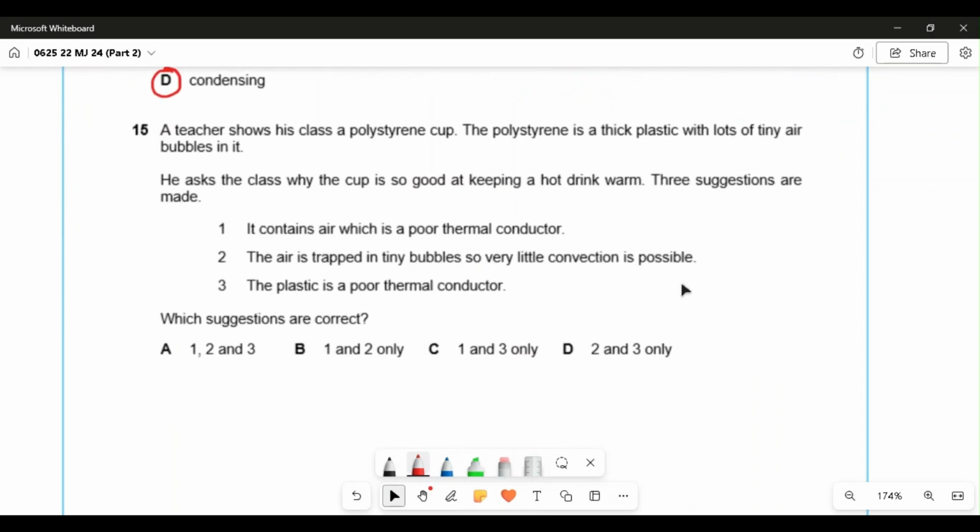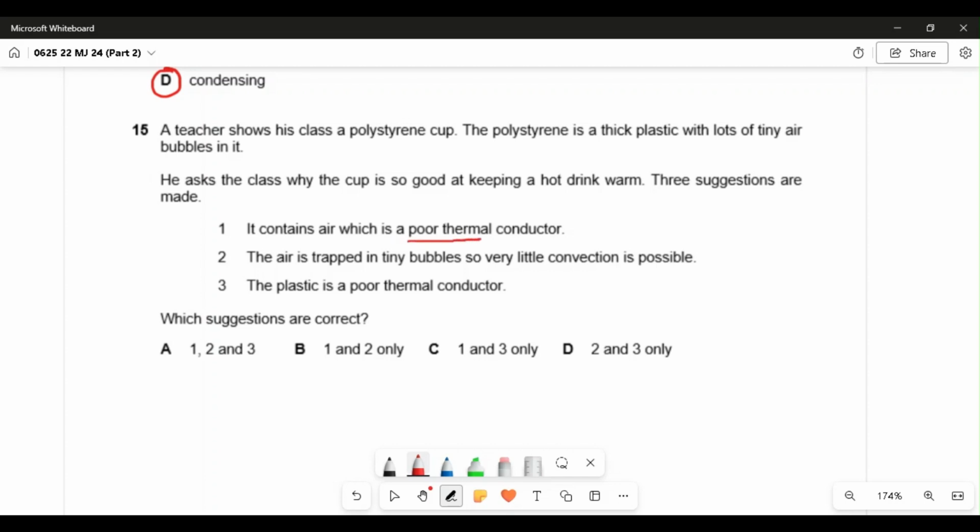A teacher shows his class a polystyrene cup. The polystyrene is a thick plastic with lots of tiny air bubbles in it. He asked the class why the cup is so good at keeping a hot drink warm. Three suggestions are made. It contains air, which is a poor thermal conductor.